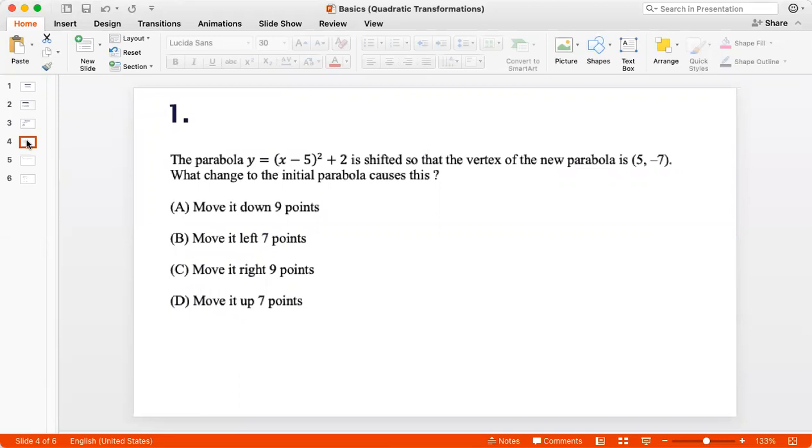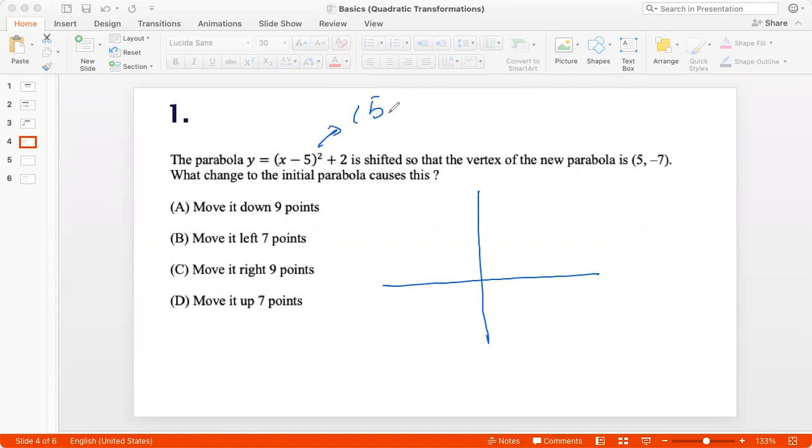Question 1. The parabola y is equal to (x minus 5) whole squared plus 2 is shifted so that the vertex of the new parabola is (5, negative 7). What change to the initial parabola causes this? If I were to draw the initial parabola, from this I know that its vertex would be (5, 2), because this is the vertex form. So this is the vertex of my original parabola, (5, 2). And now my new parabola is here with a vertex of (5, negative 7).